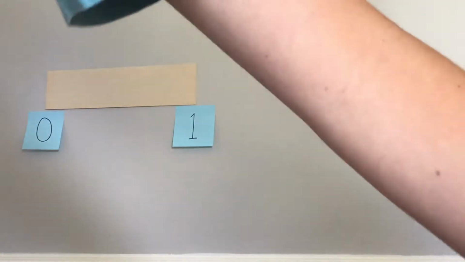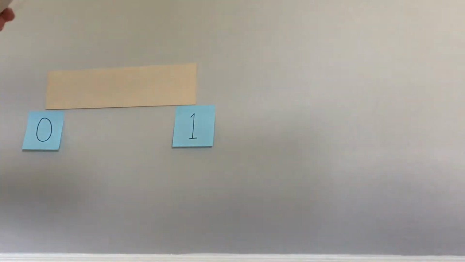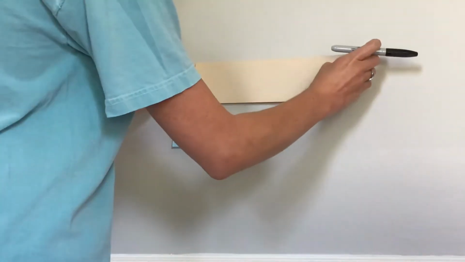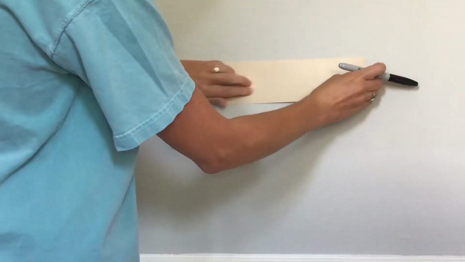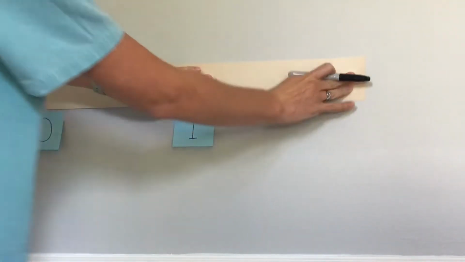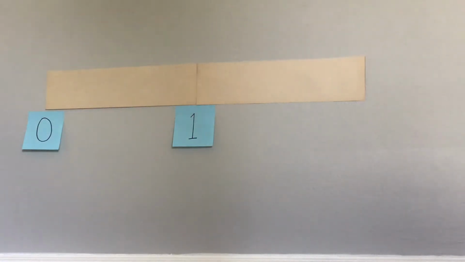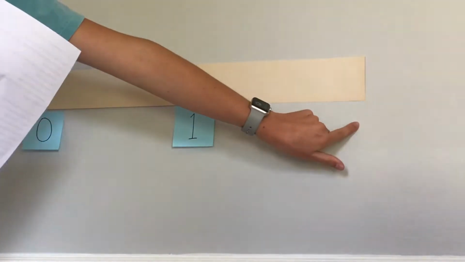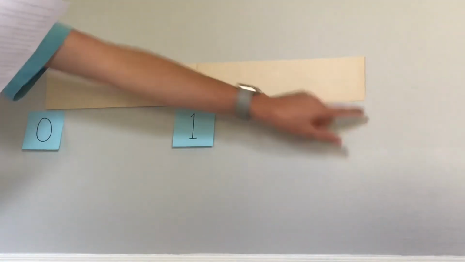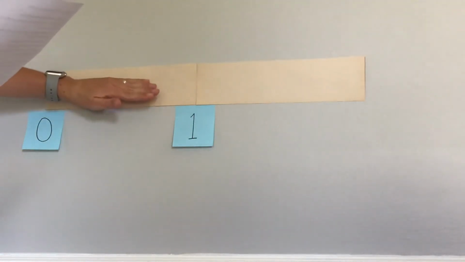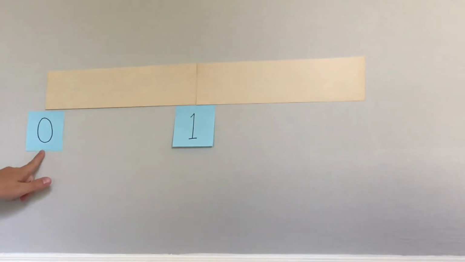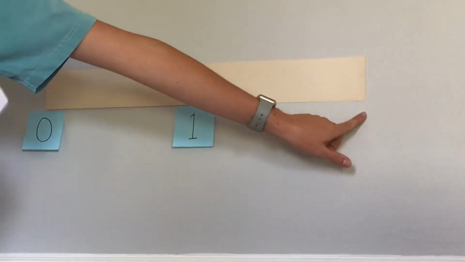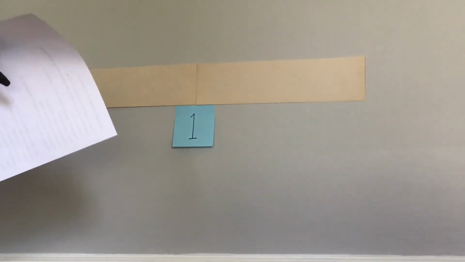Now I'm going to place a second whole on the board. What number would go at the end of this number line? Think about it as how many wholes do I have? 0 wholes, 1 whole, this would be 2 wholes.